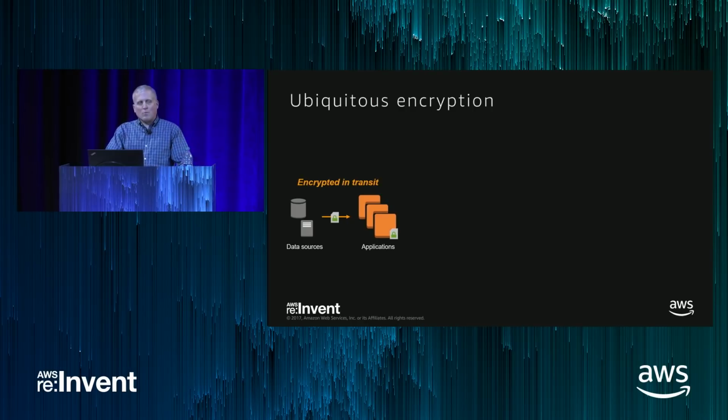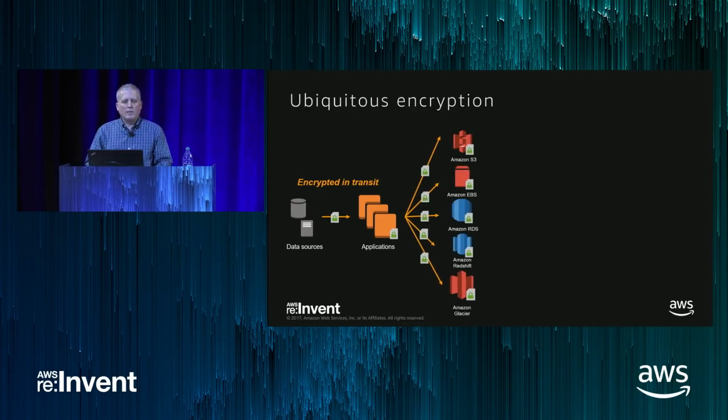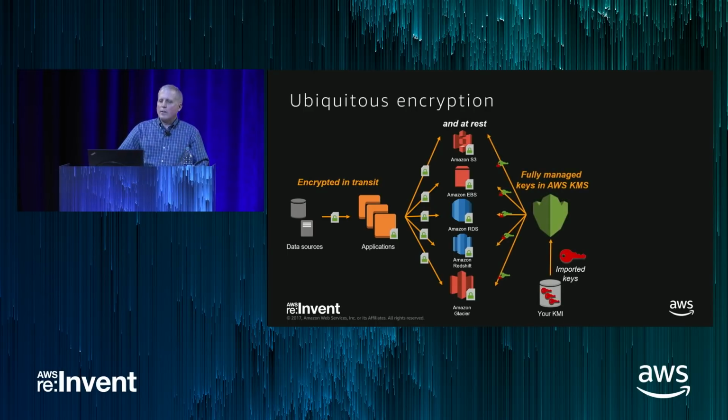So the model that we're trying to get to is this concept of ubiquitous encryption. We've talked about encryption in transit, using TLS, some of the VPC or VPN services. Your connectivity to AWS services that are doing work on your behalf can be encrypted. You can manage data at rest encryption using fully managed keys inside KMS. You can import those keys from your own on-premise key management infrastructure or use CloudHSM directly from within your own applications.